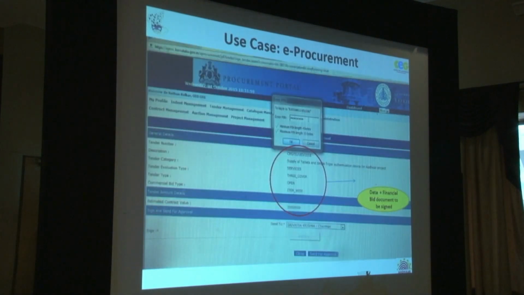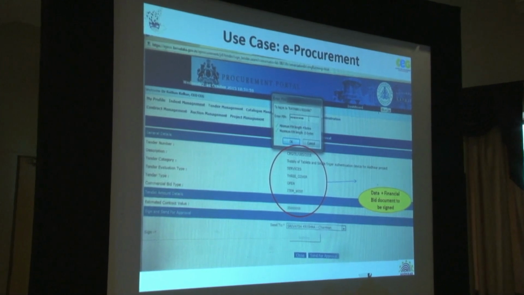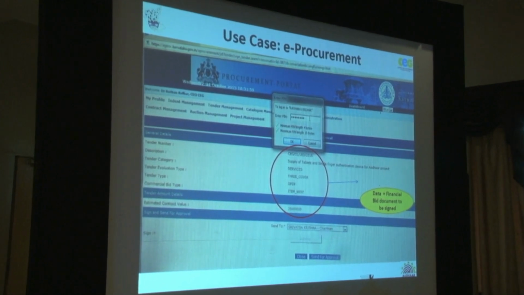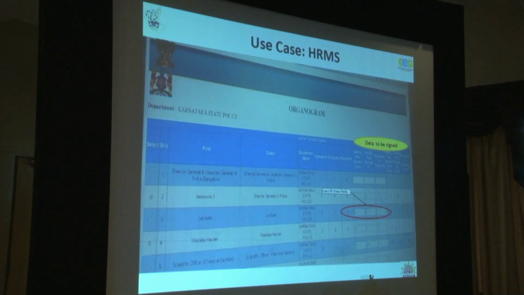So let's go to the next one. E-procurement, again the same thing. So what is the financial code and what are the other things, those critical information that you take and digitally sign. So that's again data, it's not the document. So there is data plus the financial bid document that is digitally signed.